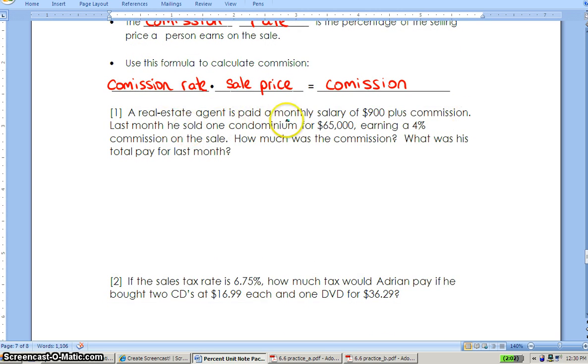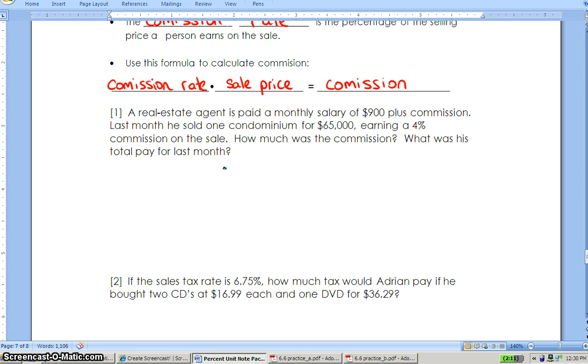A real estate agent is paid a monthly salary of $900 plus commission. So they're getting some salary plus a commission. Last month he sold one condominium for $65,000, earning a 4% commission on the sale. How much was the commission and what was his total paycheck?